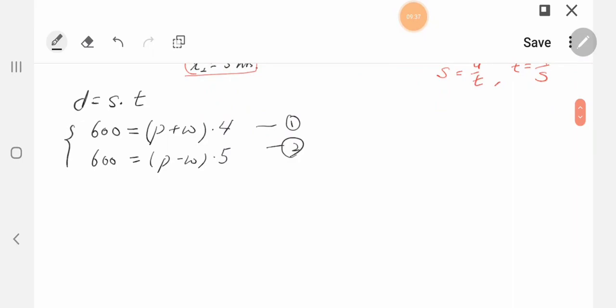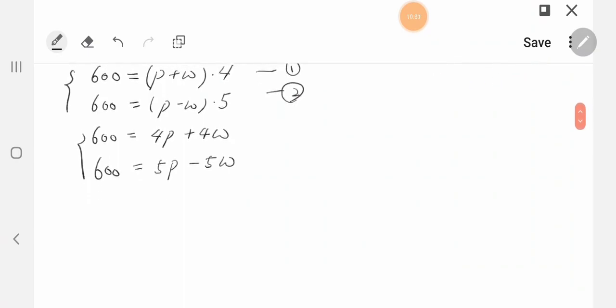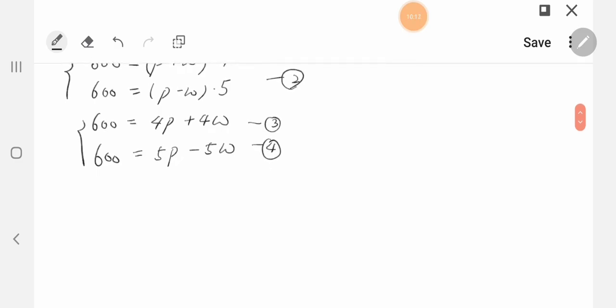Let's simplify each equation. So 600 is equal to 4P plus 4W after distributing, and the second equation is 600 equals 5P minus 5W. Let's say this is equation 3 and equation 4. Now let's eliminate W. So this is positive 4, negative 4. What's the LCD? LCD is 20, right? So let's make this one 20 and this one negative 20.